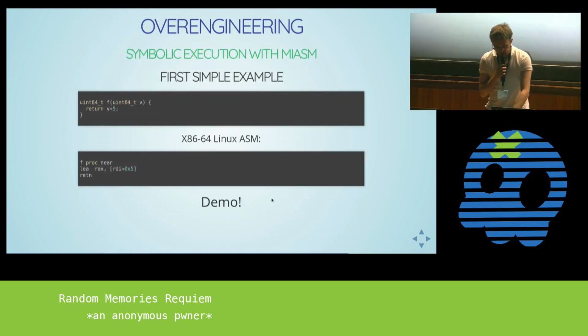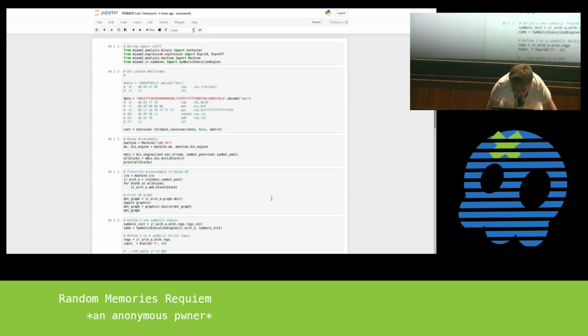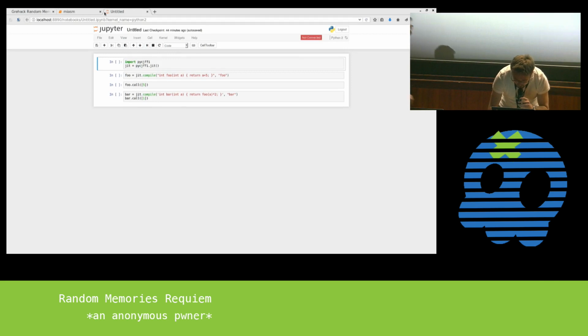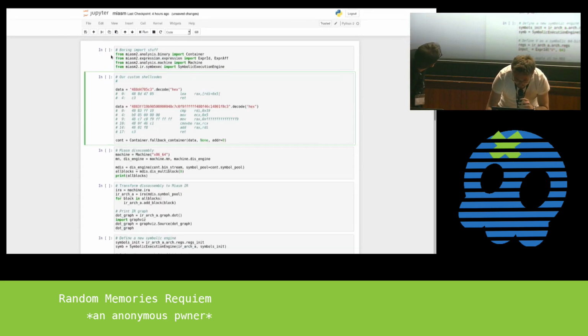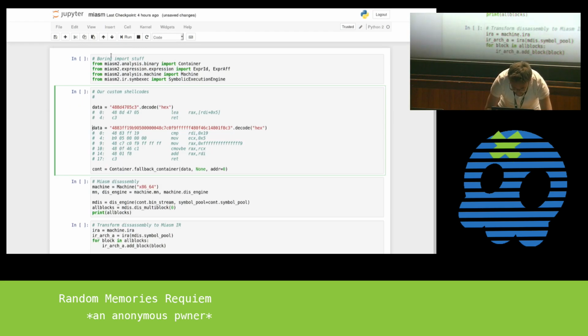So now we're going to see how we can do symbolic execution with Miasm. I made a small demo to show you that it's easy to do. So let's take an easy function.